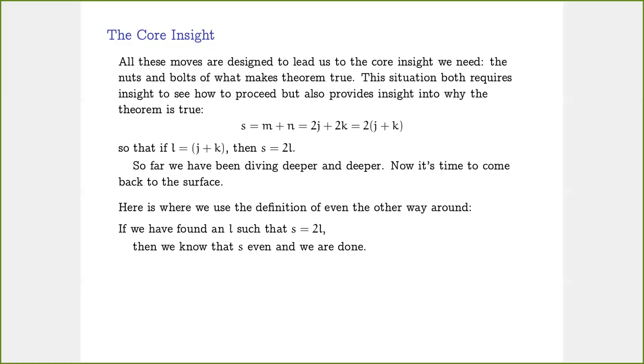Here we use the definition of even the other way around. If we have found an L such that S equals 2 times L, then we know that S is even and we're done. Well, we have found such an L. L equals J plus K. So we know that S equals 2L. And so we know that S is even, given the assumptions, and we're done.